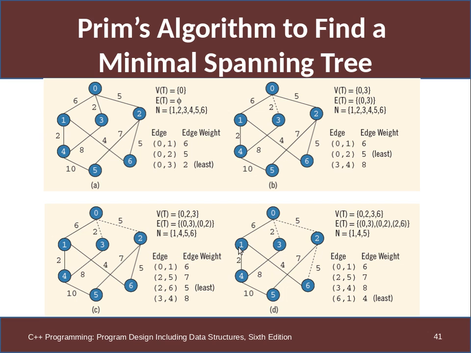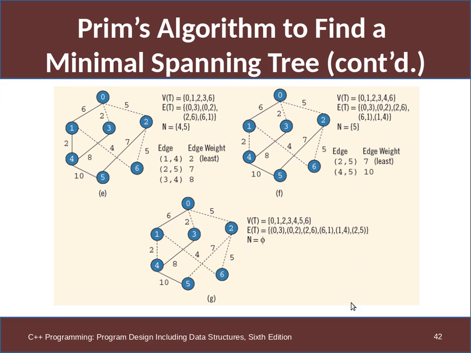And now evaluating all these, we can still go from 0 to 1. We can go from 2 to 5. We can go from 3 to 4. And now we can go from 6 to 1. All right. Obviously, we select the 6 to 1 because it's the least.